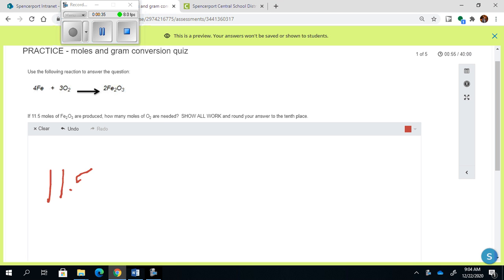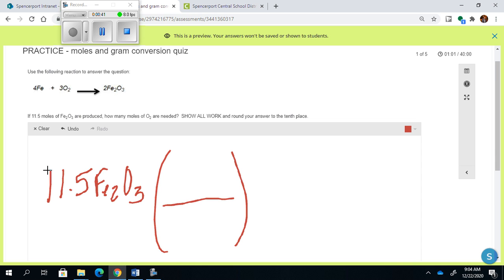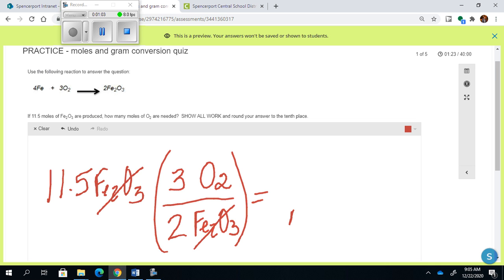So I'm going to go ahead and do my work, 11.5 Fe2O3. And then I do my big conversion factor and I want Fe2O3 on the bottom. And they are asking me for moles of oxygen, so I'm going to put oxygen on top. And then in front of oxygen is a 3 in the formula, and in front of Fe2O3 is a 2 in the formula. These Fe2O3s will cancel out. My answer will be in moles of O2. And I go ahead and do the math. 11.5 times 3 divided by 2 and then round to the 10th place is 17.3 moles of O2.